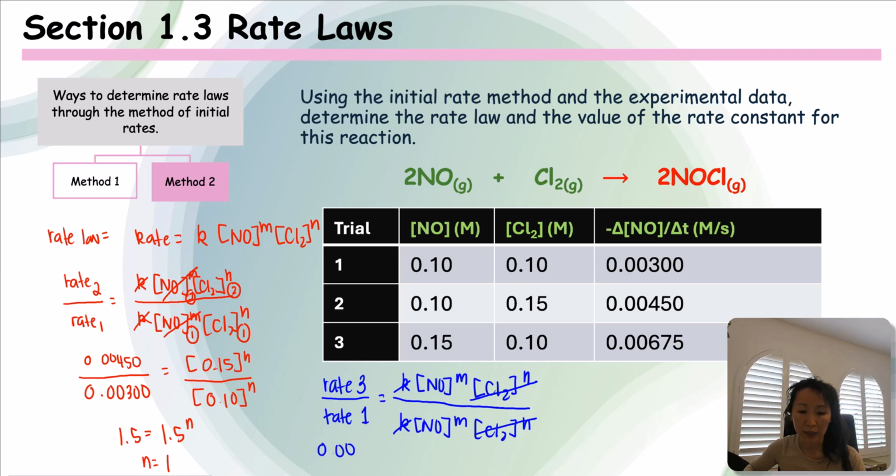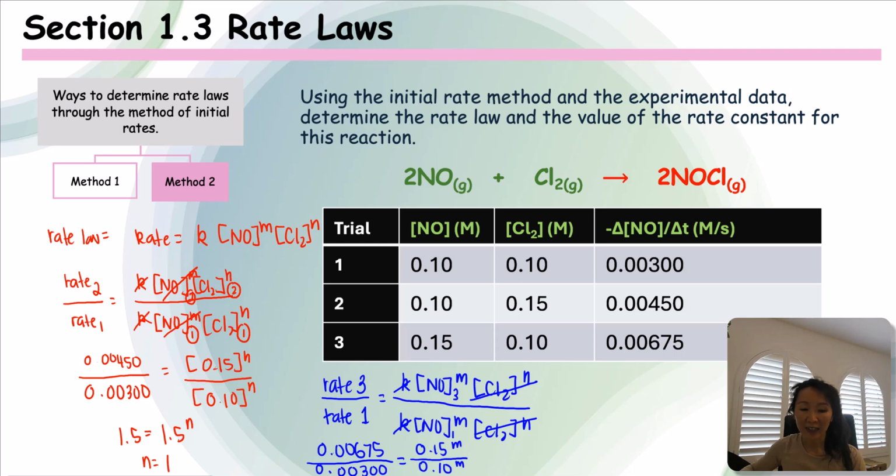The value for rate 3 is 0.00675, divided by rate 1, which would be 0.00300, equals the concentration of nitric oxide to the M power. I apologize, this is for trial 3 and trial 1, so the top should be 0.15, and the bottom should be 0.10, to the M power.